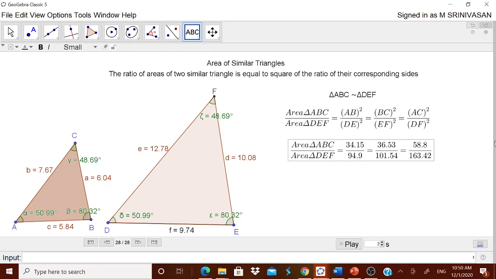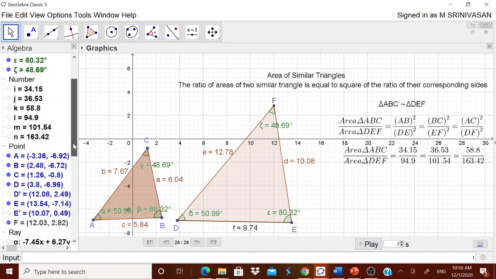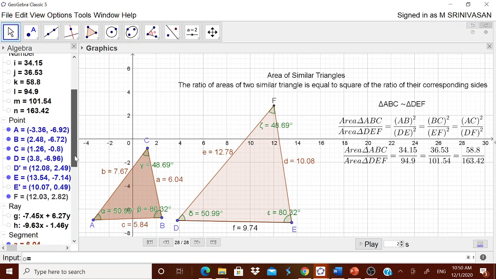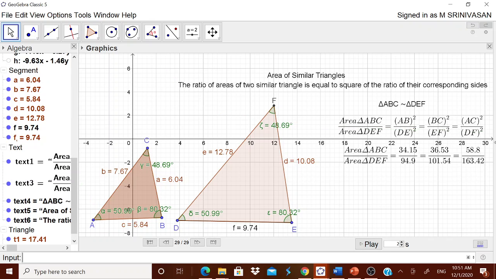Now what are the variables we have used? You are seeing over here, up to N I have used: I, J, K, L, M up to N. Now I want to have the value of this area by area. Therefore I have to go for T1 by T2. Therefore LMN. Therefore O is equal to, now what is the first triangle? Area. Already I told you that area will be already fixed in this. Therefore you can put T1 upon T2. This is the first ratio. You see it is coming as 17.41.